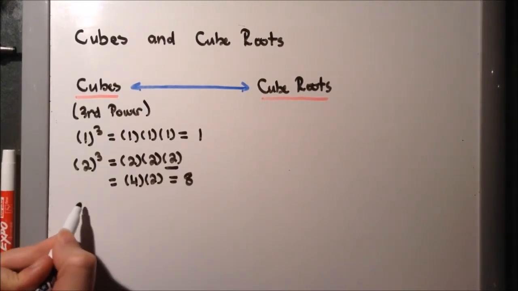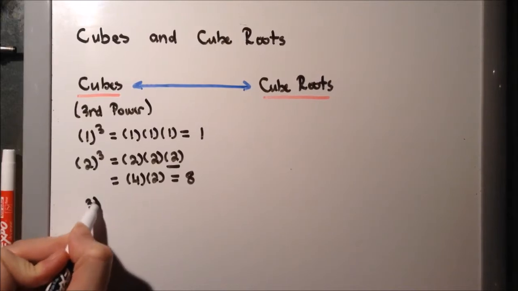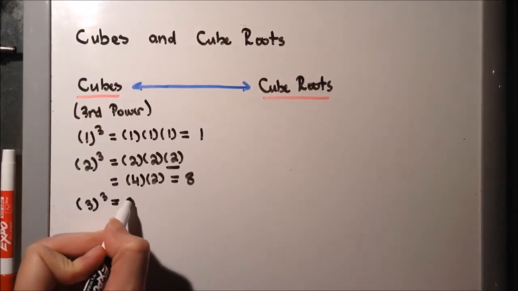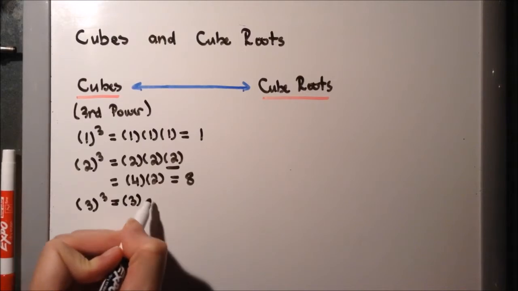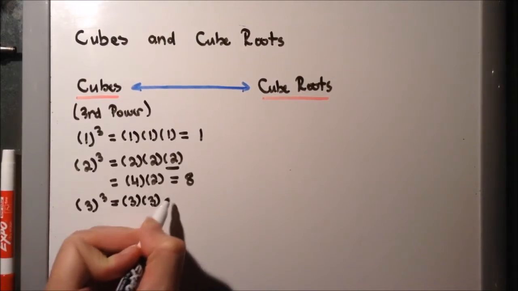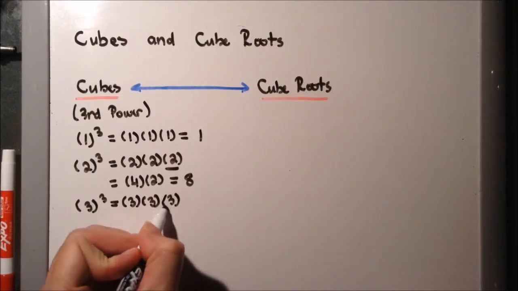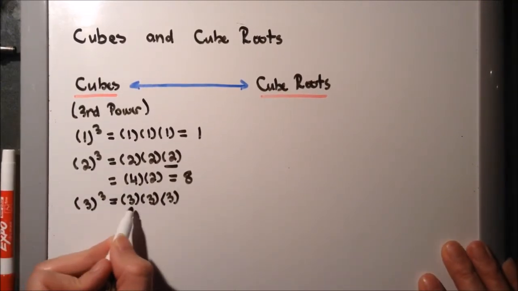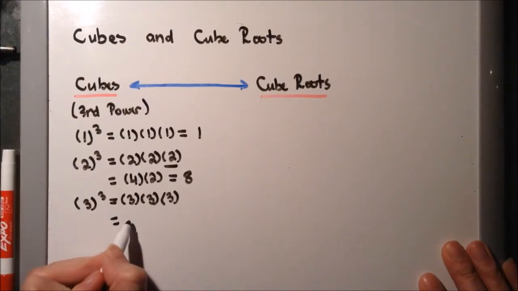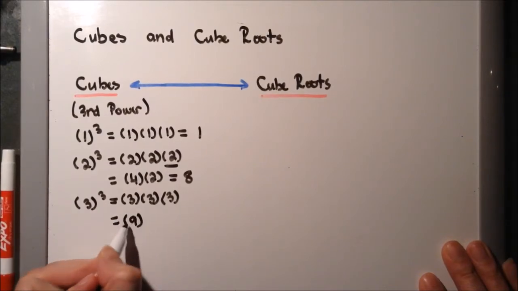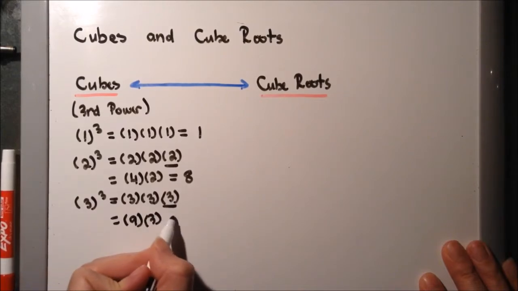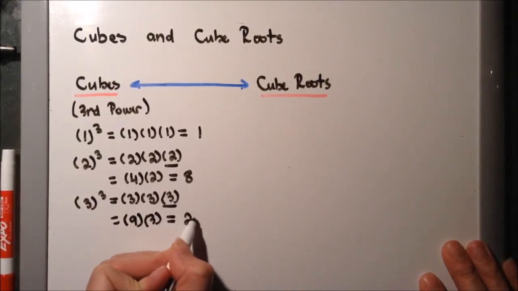And then if I were to do 3 to the third power, it means 3 times 3 times 3. And if I were to do this step by step, I do the first 3, which is 9, and then I bring down the last 3, so 9 times 3 is 27.